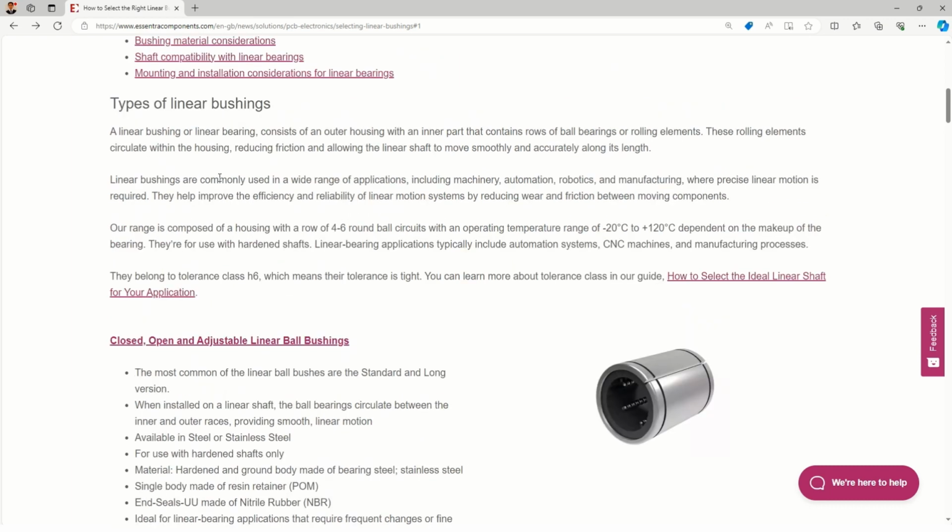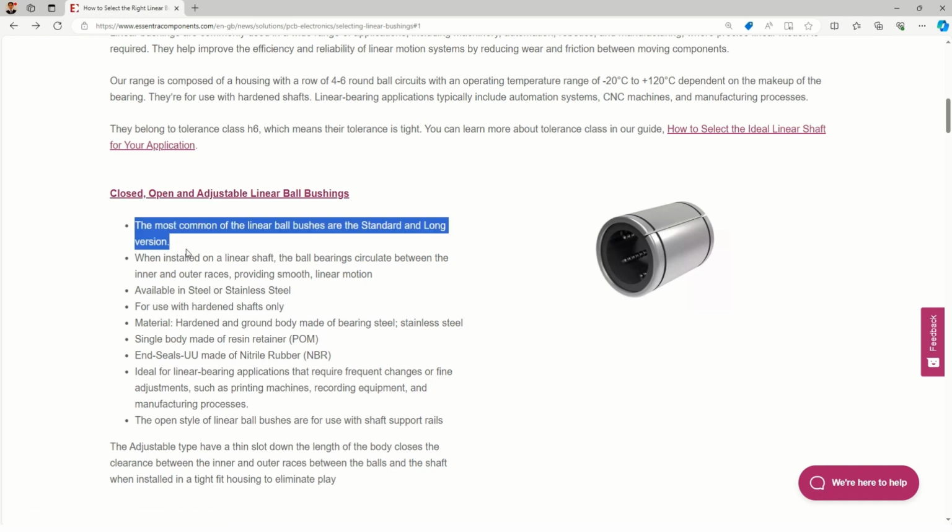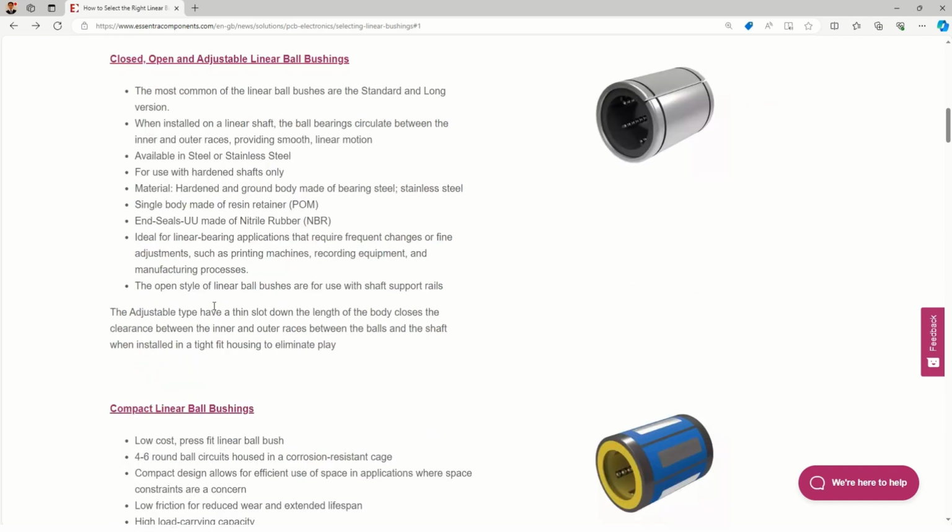Now there are different types of linear bushings. You can see the outer body is there, then we have an inner part in which the balls are embedded. The balls can be ball bearings or roller elements. So this is how the linear bushing is made up, and we have different types, like closed, open, and adjustable linear ball bushings. These are the most commonly used bushings, standard and long version. They're available in steel and stainless steel, and the inner part can be made up of NBR rubber, natural rubber, or different types of resins depending on the type.